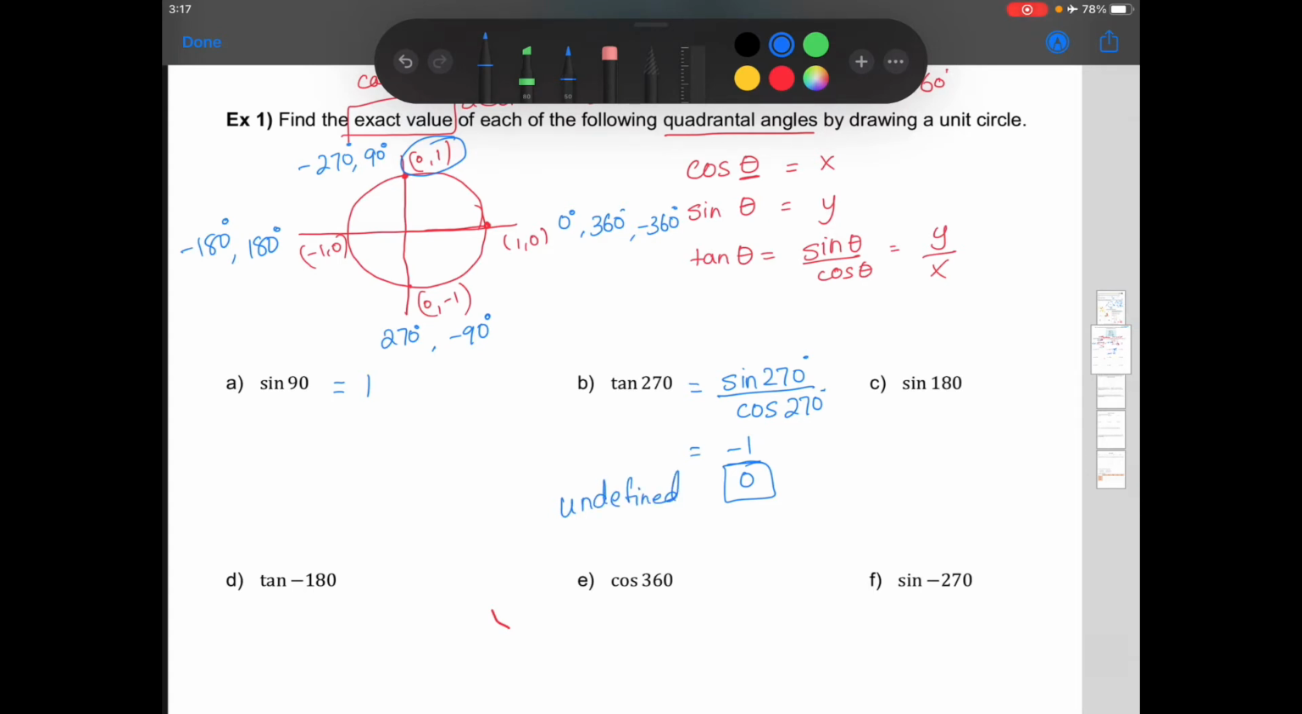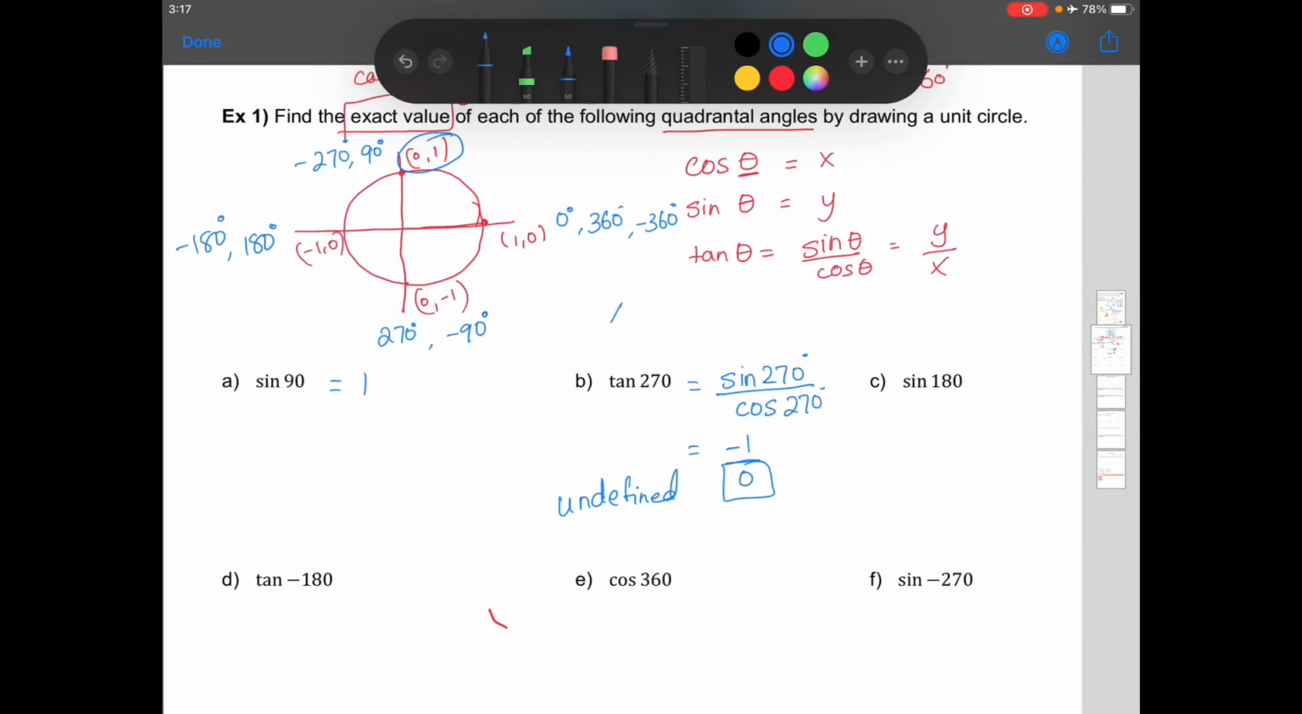So let me tell you one thing. Wherever your cosine is 0, tangent is going to be undefined. So I'm going to write here. For all angles, when cosine theta is equal to 0, tangent theta is undefined. So tangent of 90 is also going to be undefined and so on.